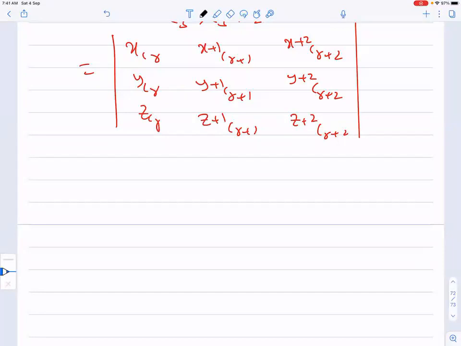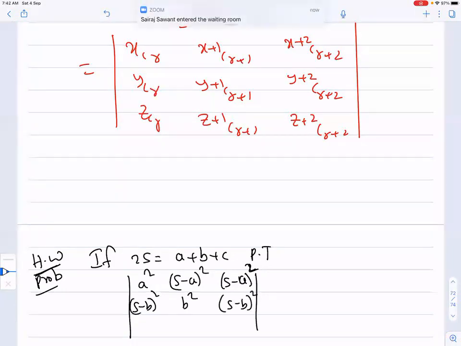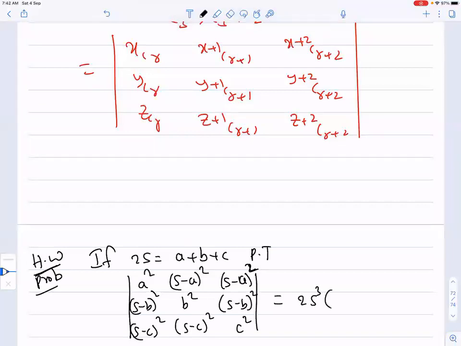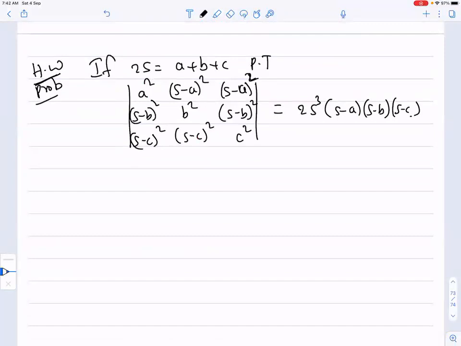Write this problem and try this at home. Quite a nice question. If 2s is equal to a plus b plus c, prove that the determinant of a square, s minus a whole square, s minus a whole square; s minus b whole square, b square, s minus b whole square; s minus c whole square, s minus c whole square, c square equals 2s cube into s minus a into s minus b into s minus c. Like this. And now we are doing this sum.